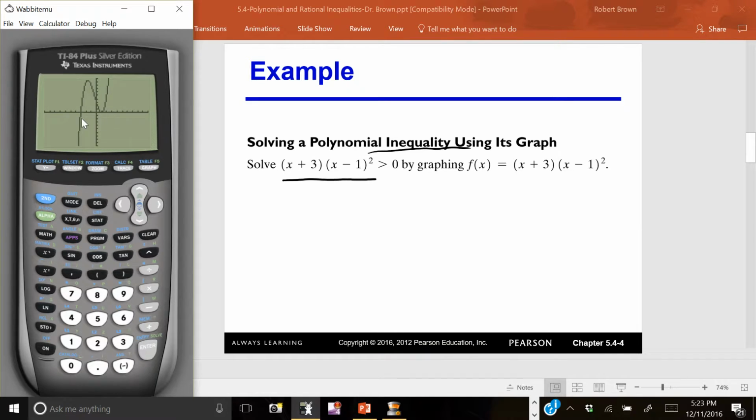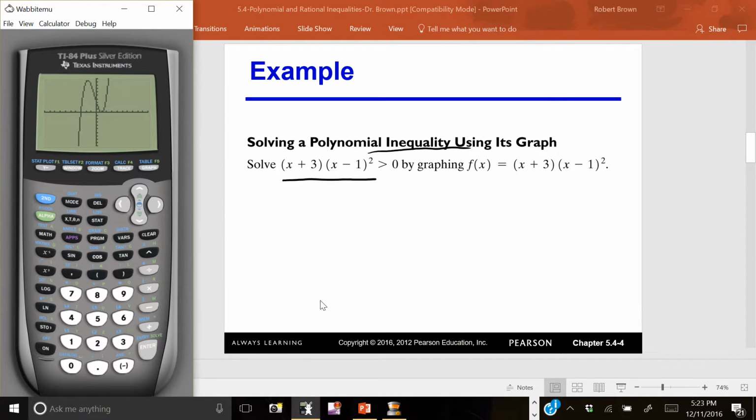Well, it's pretty obvious that it gets to be 0 at x equal minus 3, goes back, it's above 0 all the way from x more than minus 3 up to x equal 1. And at x equal 1, it's equal to 0, so it's not more than 0. But beyond that, it's more than 0.